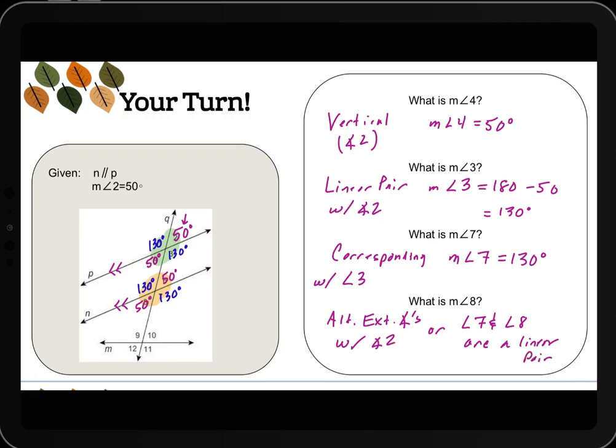Or you could even say, it's vertical with angle 5. Right? There's so many different reasons you can justify. And so that's why you want to get used to using these different angle relationships when you're trying to figure out what the angle values actually are. And so that's an example of how I would come up with all of these angle measures from just that one angle measure value.